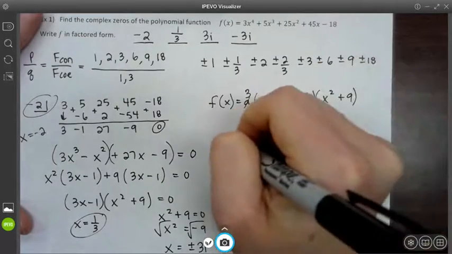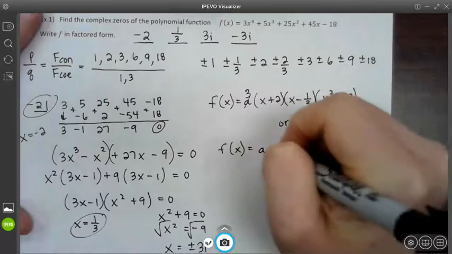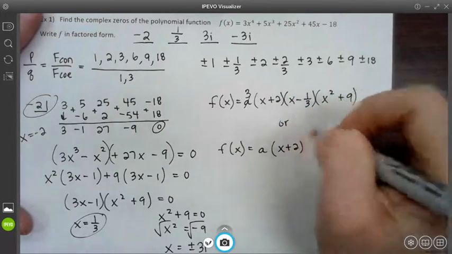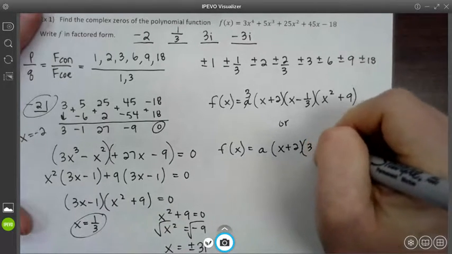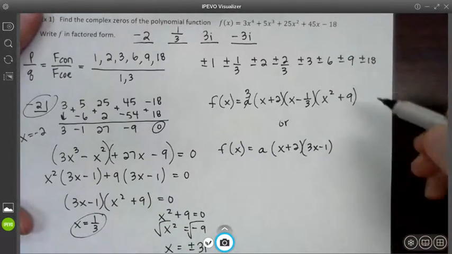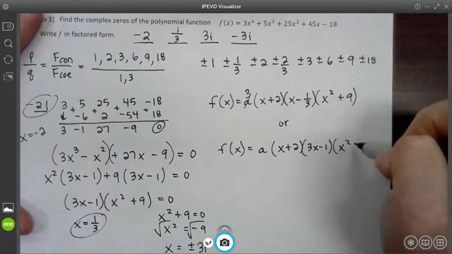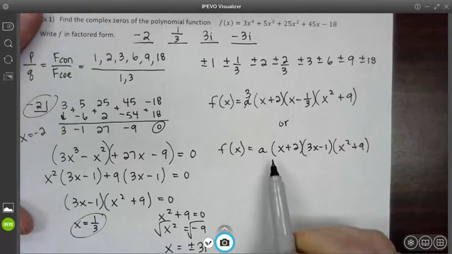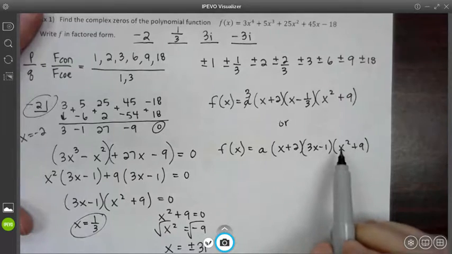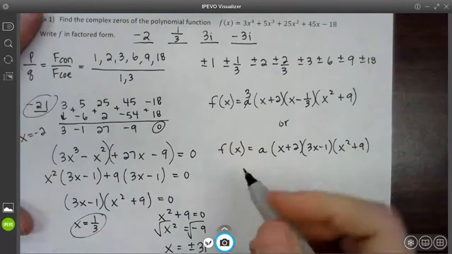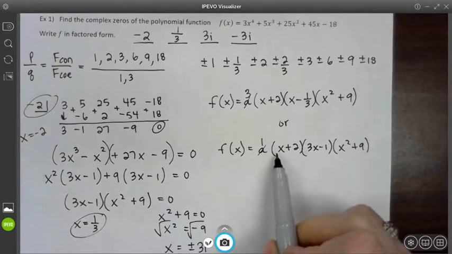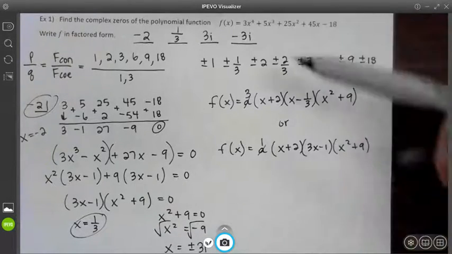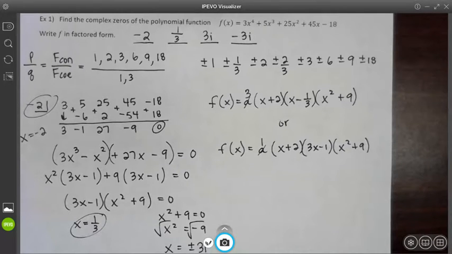Or I could say f of x equals a times, if I want to write x plus 2, I could rewrite 3x minus 1 as that linear factor, which looks a little bit more normal. And then your irreducible quadratic factor, x squared plus 9. Now, when I multiply my fronts, x times 3x times x squared, that'll get me my 3x to the fourth. And in that case, you could just let a be 1. You don't need a to be anything because your factors will multiply out to that leading term 3x to the fourth. Either one, they're going to mark correct, okay?